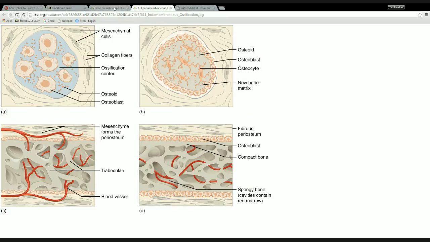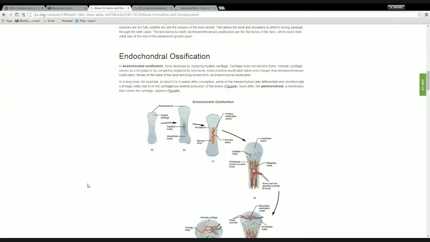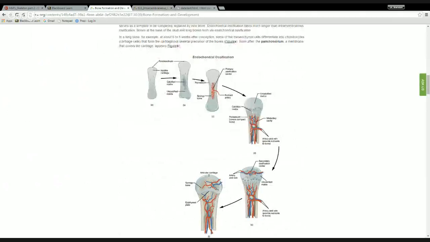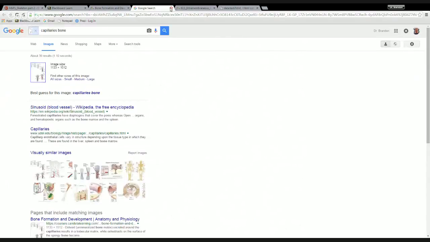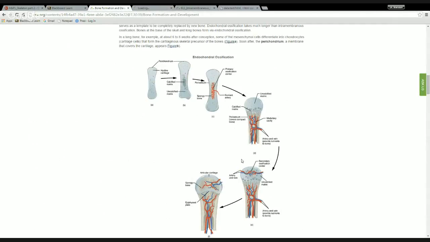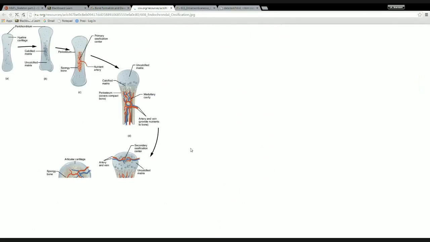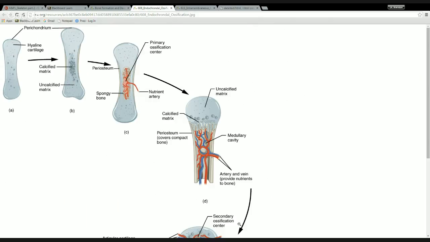So that is intramembranous growth. Endochondral growth is the other form of how the skeleton grows. We're going to consider the steps of endochondral growth in terms of a long bone, but it's happening for all of the other bones. I'll explain how it relates to the other bones in a sec.